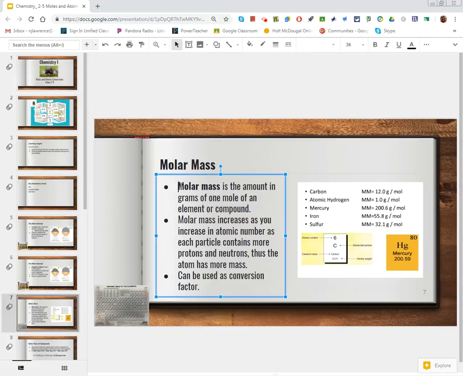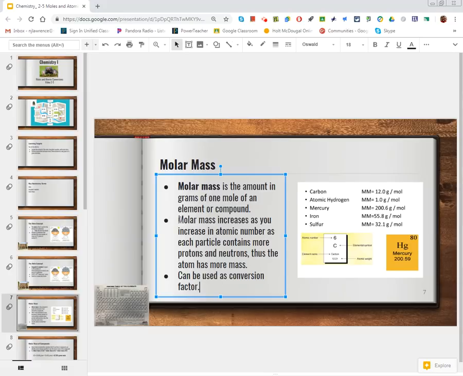So what is a molar mass? A molar mass is the amount in grams of 1 mole of an element or compound. Let's say that again. It's just the amount in grams per 1 mole of an element or a compound. So we say 60 miles per hour, that means we went 60 miles in 1 hour. When we say 12 grams per mole, we have 12 grams for every 1 mole. And this, again, will be a conversion factor we're going to use.